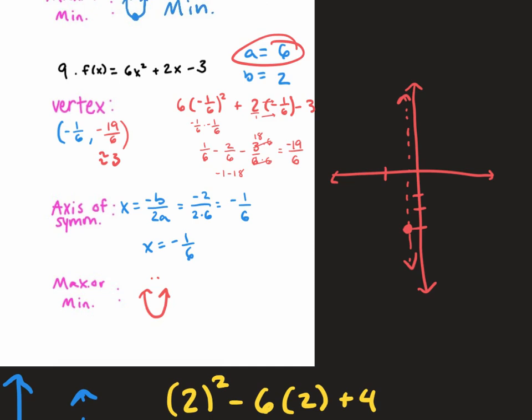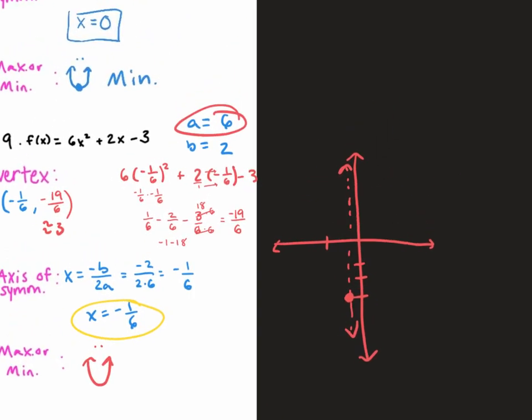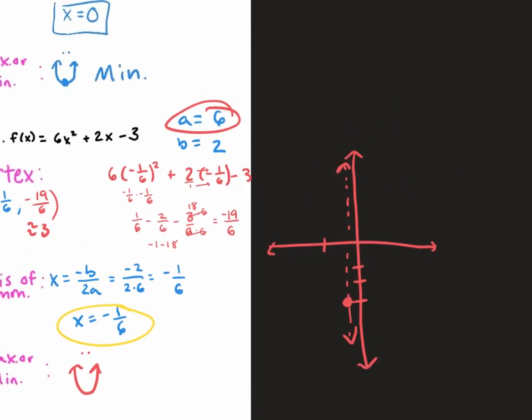So we want to plug in something as close to the axis of symmetry as possible. Our axis of symmetry is negative 1/6. What's a whole number that's close to it? Negative 1. We can plug in negative 1 or 0, whatever is closest to it. We want it to be a whole number so the math's a little bit easier. So we said negative 1.